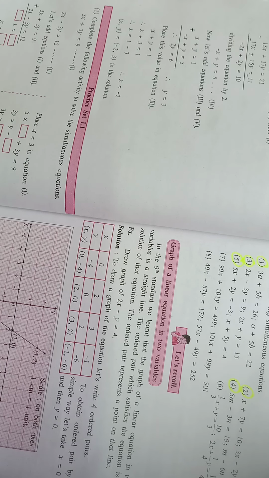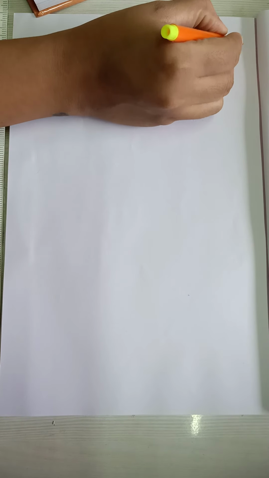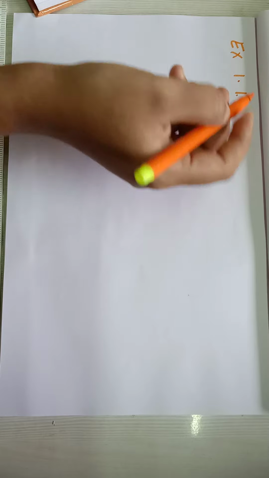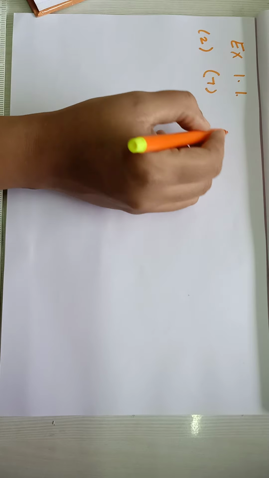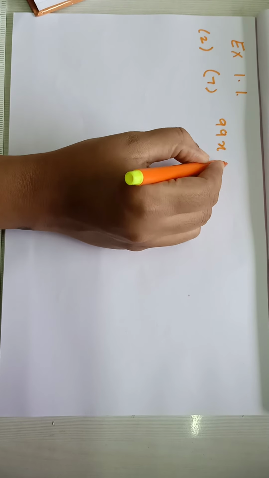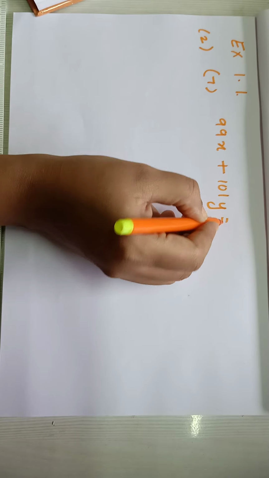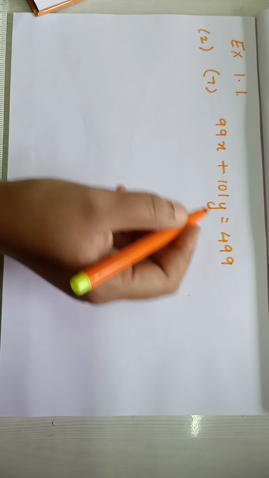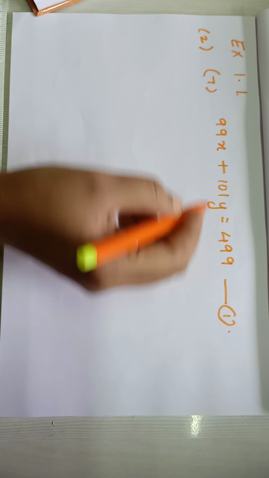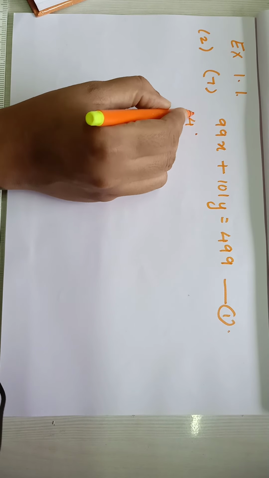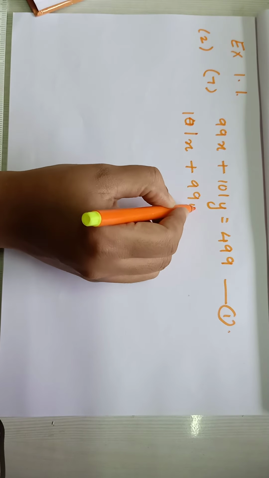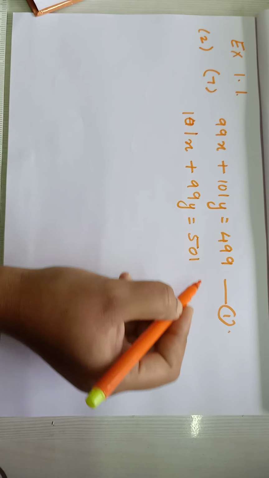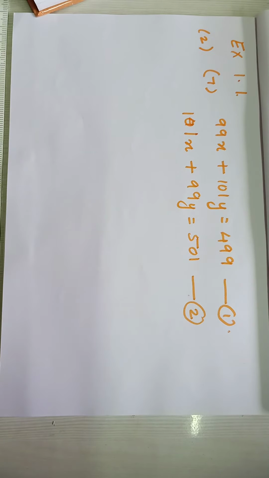So let's start solving some exercise sums for revision. We'll take exercise number 1.1, question number 2, 7th sum. 99x plus 101y is equal to 499. This is equation number 1. Then 101x plus 99y is equal to 501. This is equation number 2.